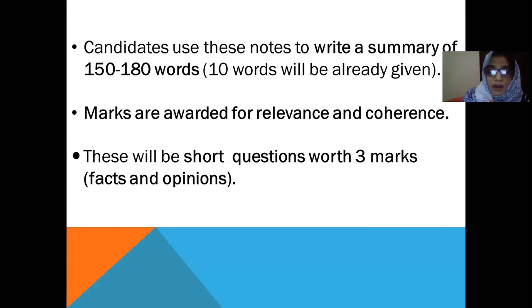But so far, in the papers that we have since 2018, when this syllabus was revised, we have only facts and opinion questions. Either students are asked to extract three opinions, three facts, or two opinions, one fact, or two facts, one opinion. So far, it's quite easy.